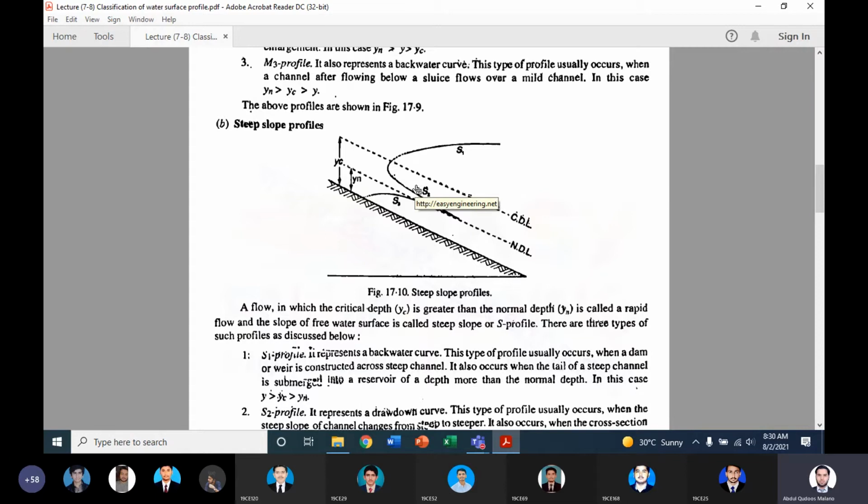The critical depth is greater than the depth of normal flow and greater than the normal depth. Okay, very good. In the second zone, we see the critical depth is more than the depth of flow y, and y is greater than the normal depth.